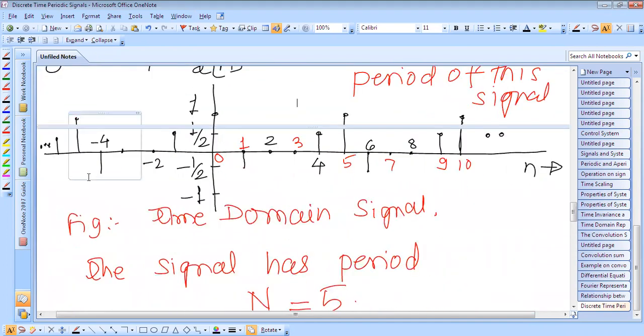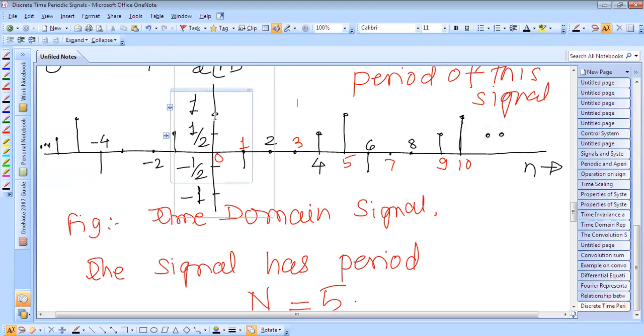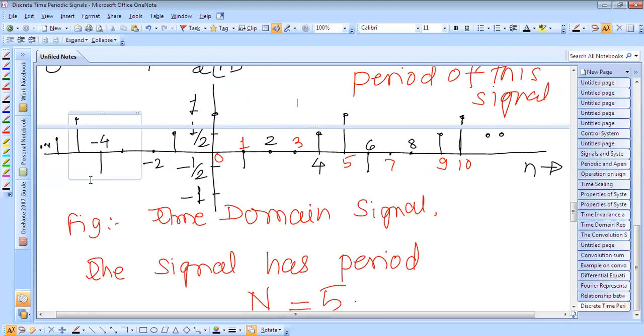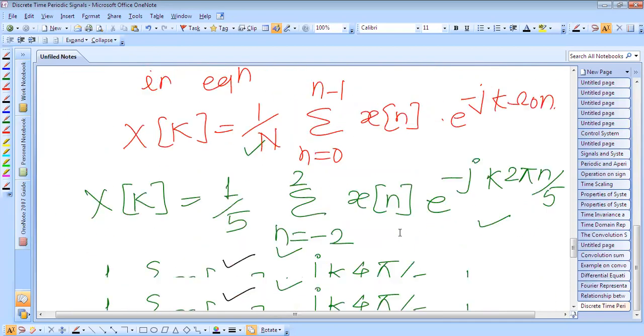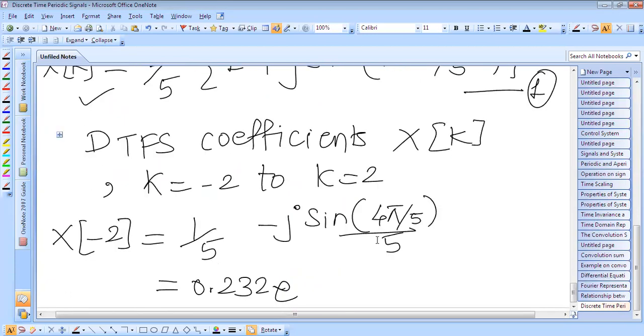So see, this is x of -2, value is 0, x of -1, 1, x of 0 it is 1, x of 1 it is minus half, x of 2 is 0, x of 3 is 0, x of 4 is 1, sorry, half. So these values we have to put. After substituting we get the values.